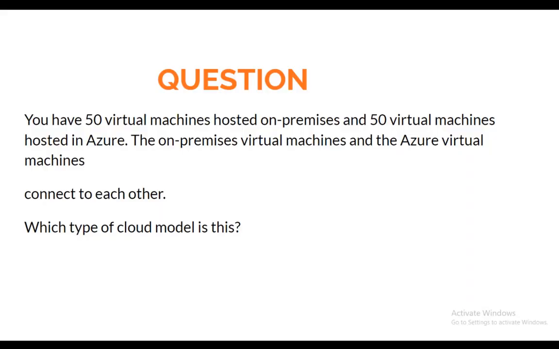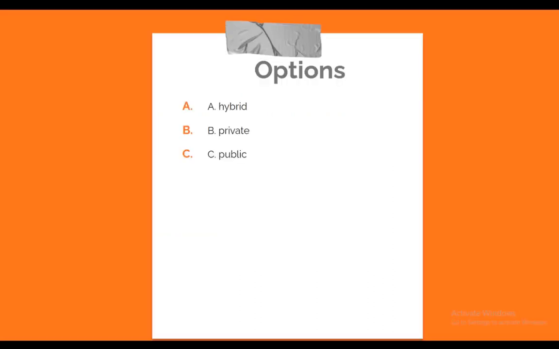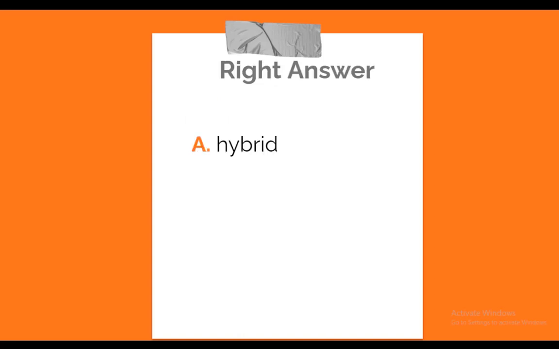Next question. You have 50 virtual machines hosted on-premises and 50 virtual machines hosted in Azure. The on-premises virtual machines and the Azure virtual machines connect to each other. Which type of cloud model is this? And here are the options. Option A, hybrid. Option B, private. Option C, public. And the correct answer is option A.